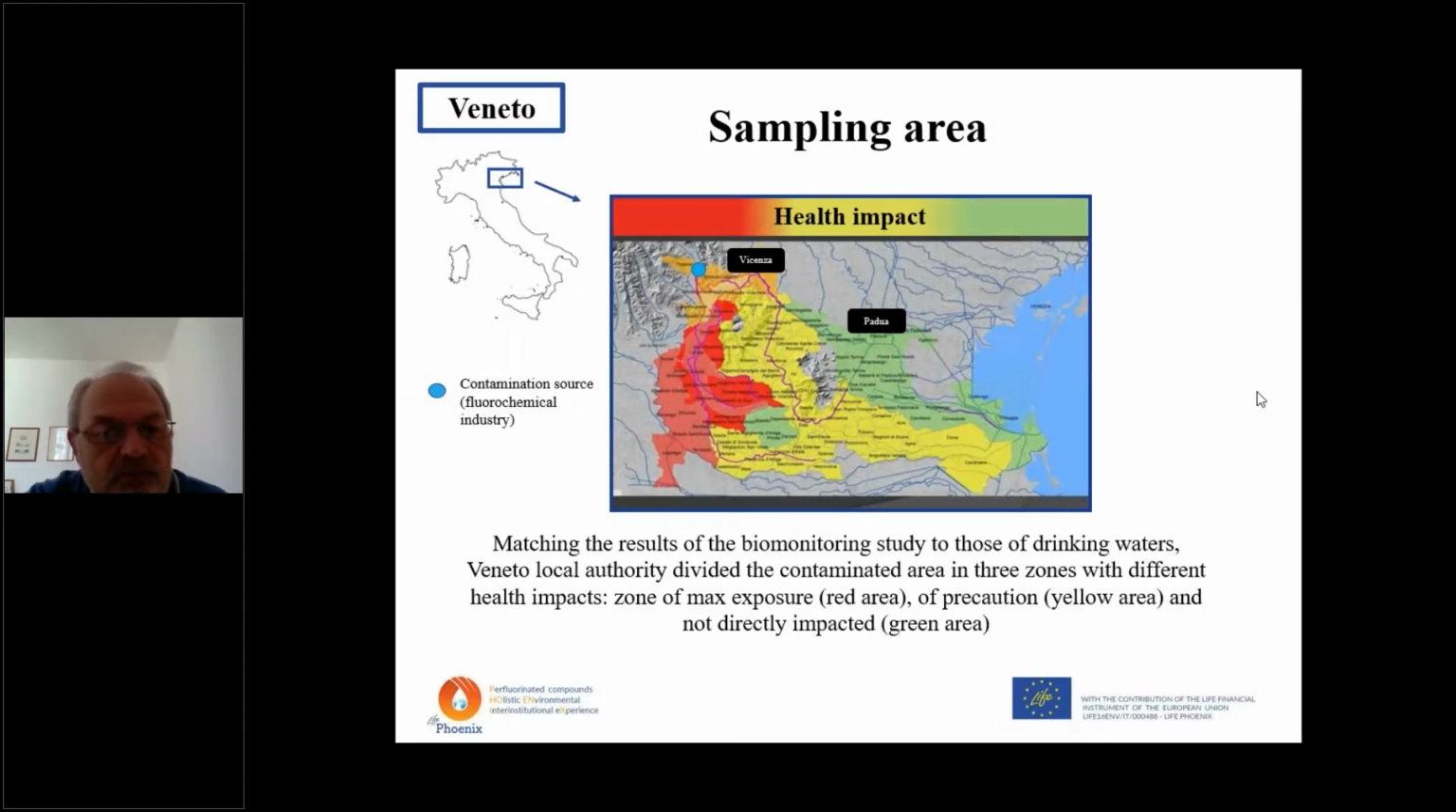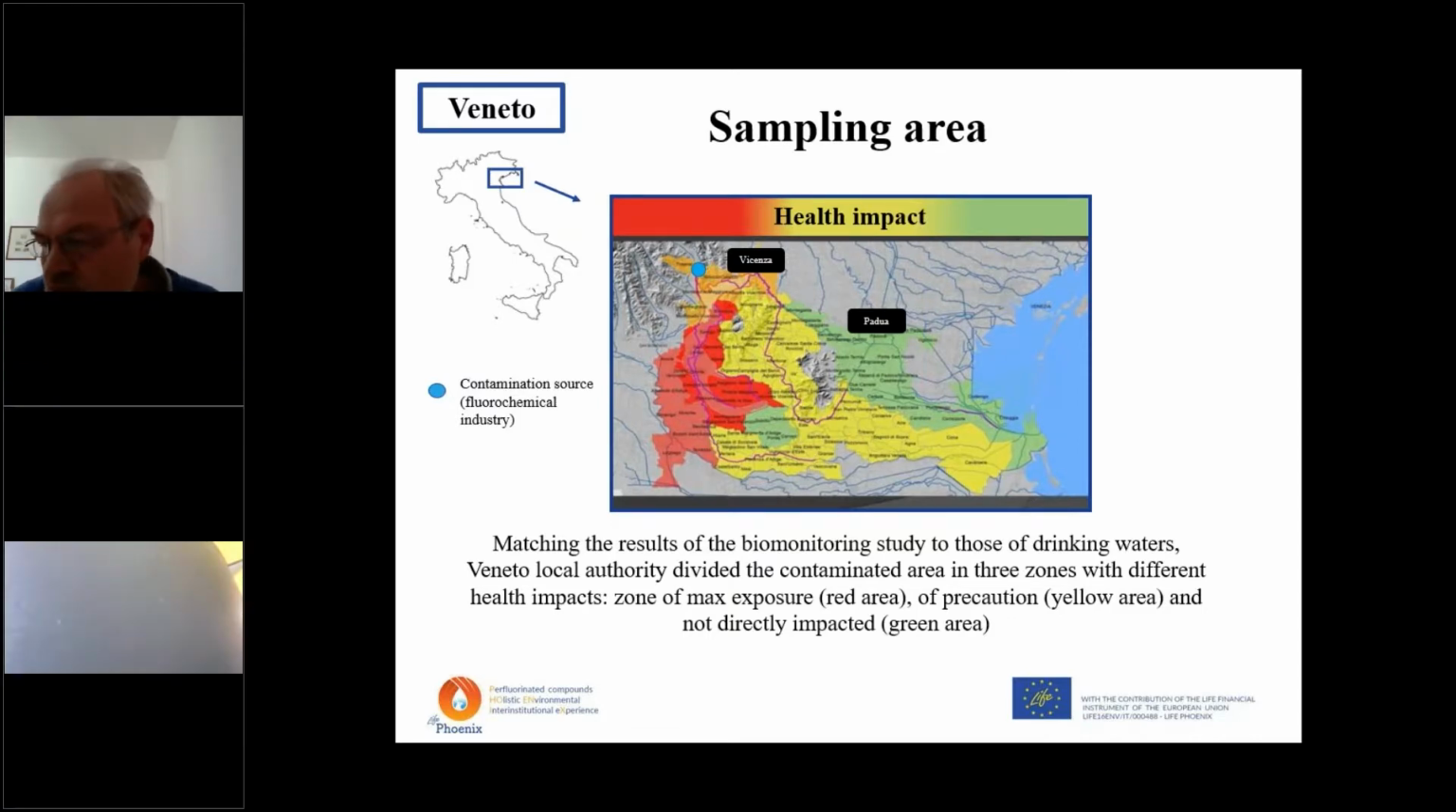Okay, so the monitoring activities have been carried out in Veneto, in the north of Italy, and here in the map you can see the contamination source in blue, and also the sampling area. The sampling area was painted in 3 different colors, representing 3 different levels of PFAS pressure. Indeed, matching the results of the biomonitoring study to that of drinking water, the local authority divided the contamination area in 3 zones with different health impact.